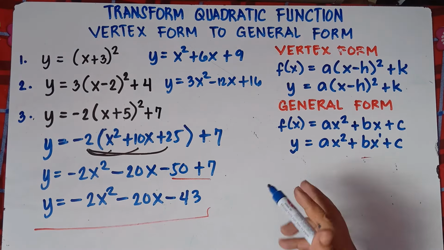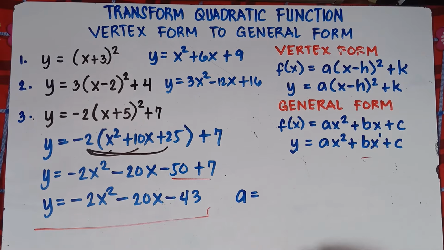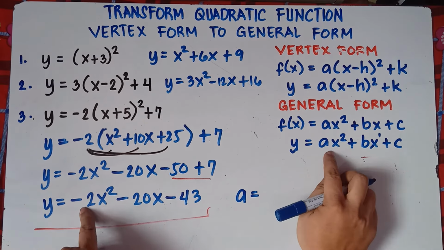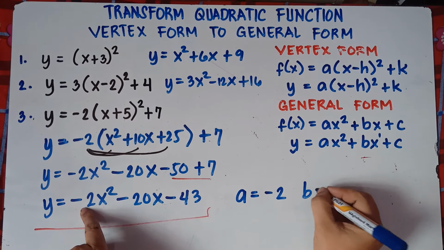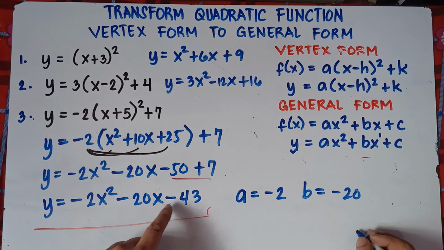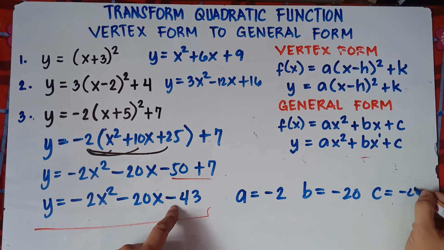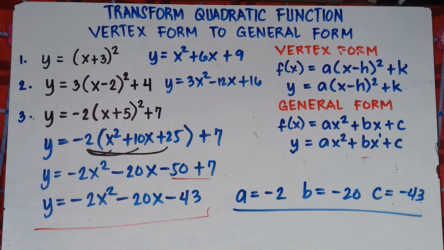So our A is beside x squared. So our A is negative 2, our B is negative 20, and our C is negative 43. That's it, class. All set for this example.